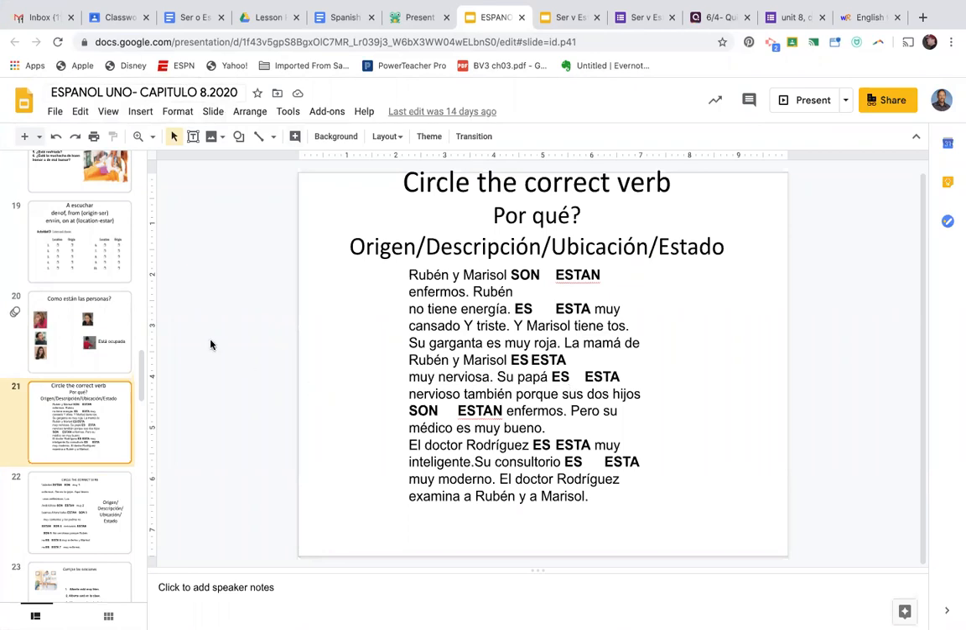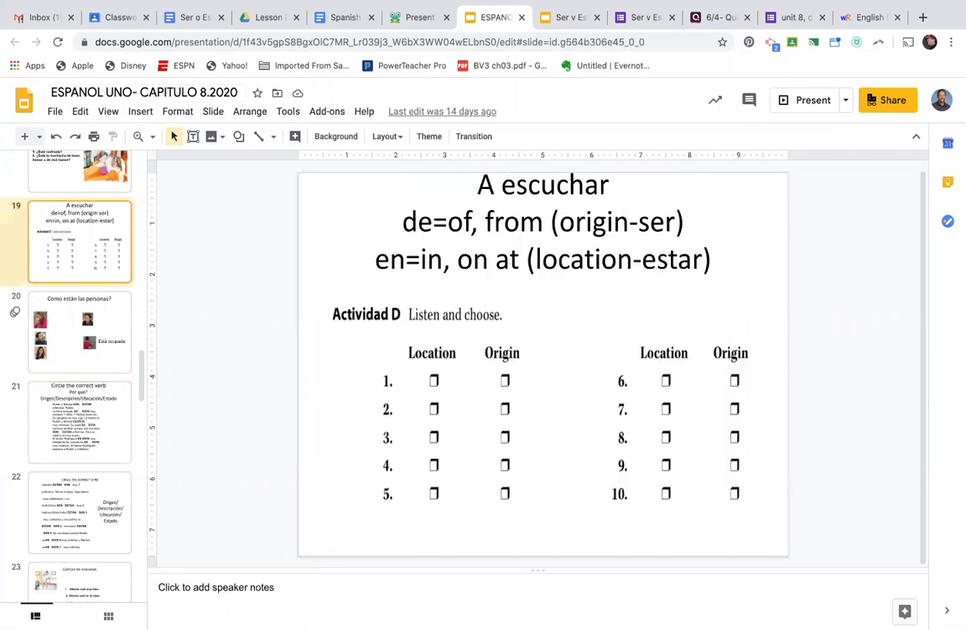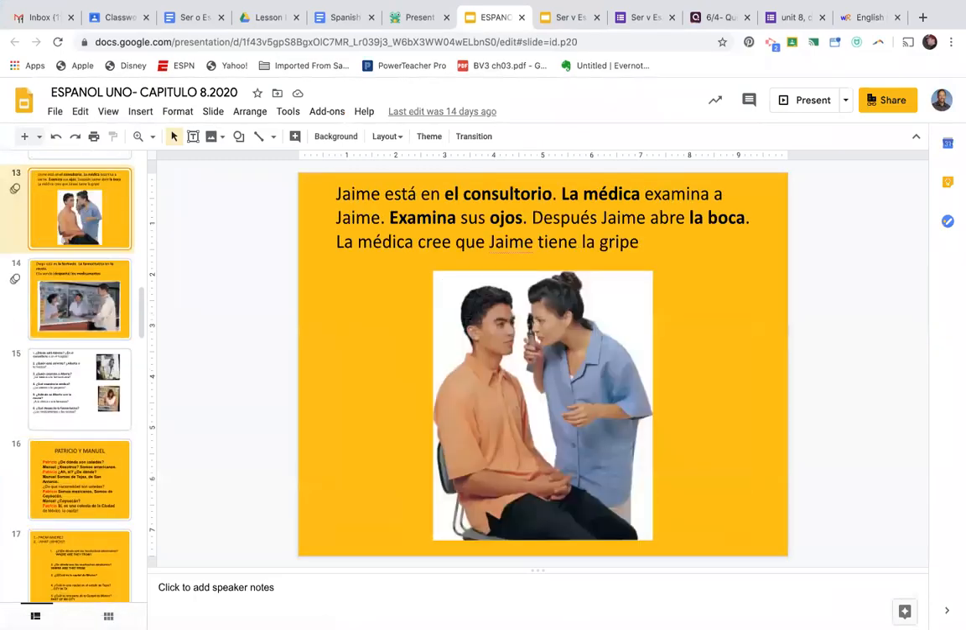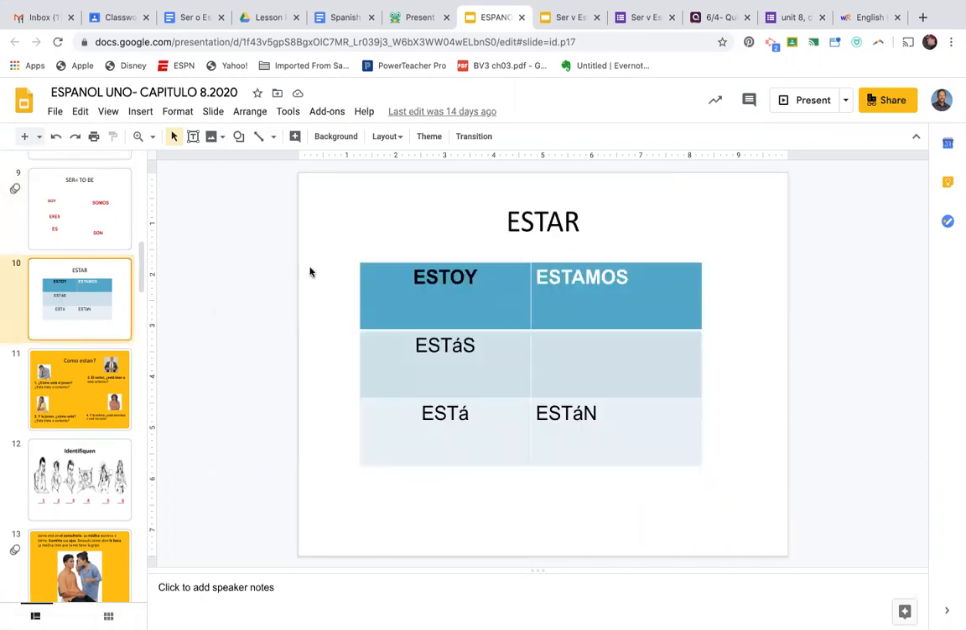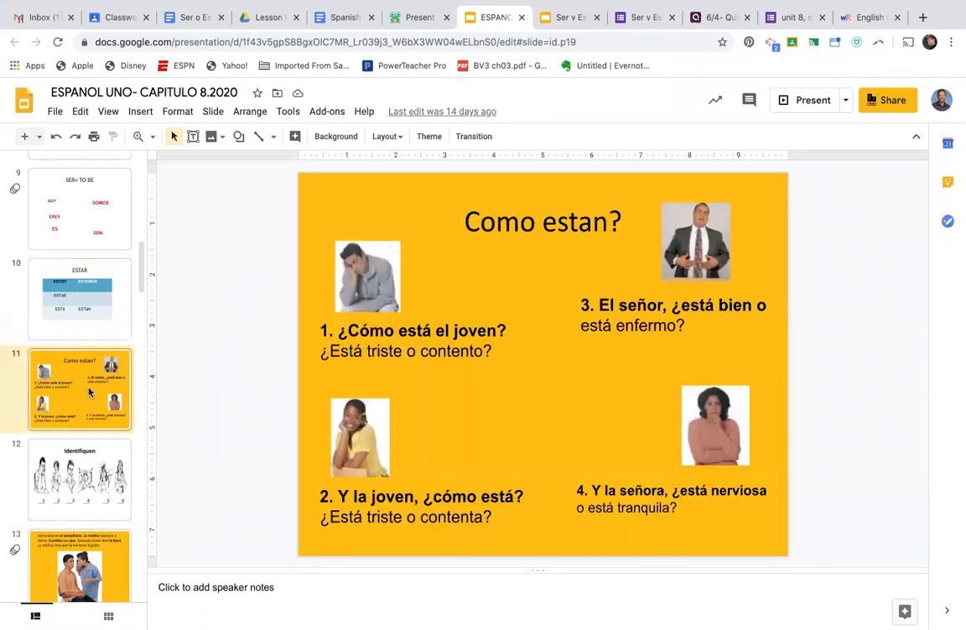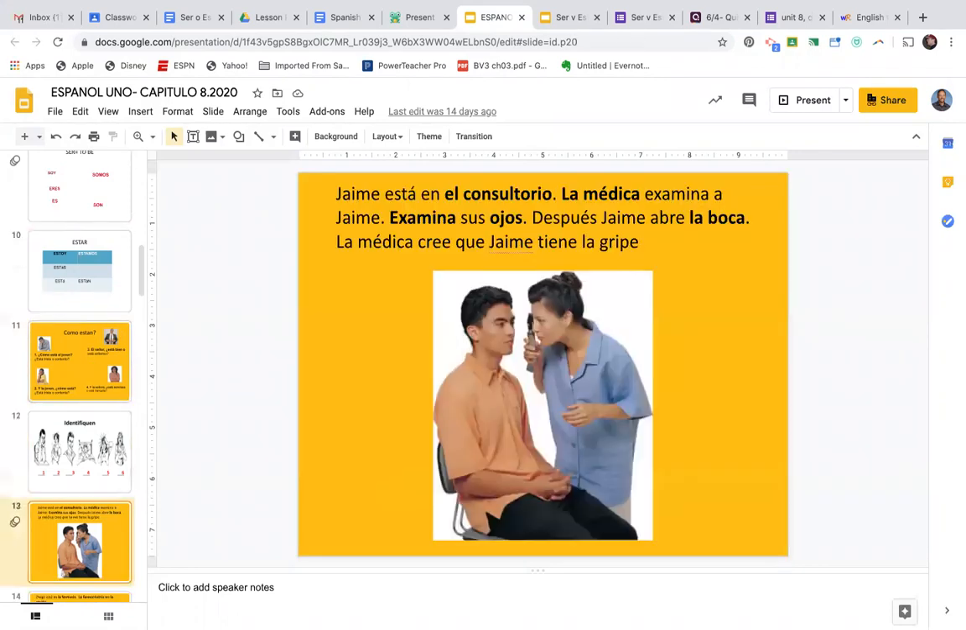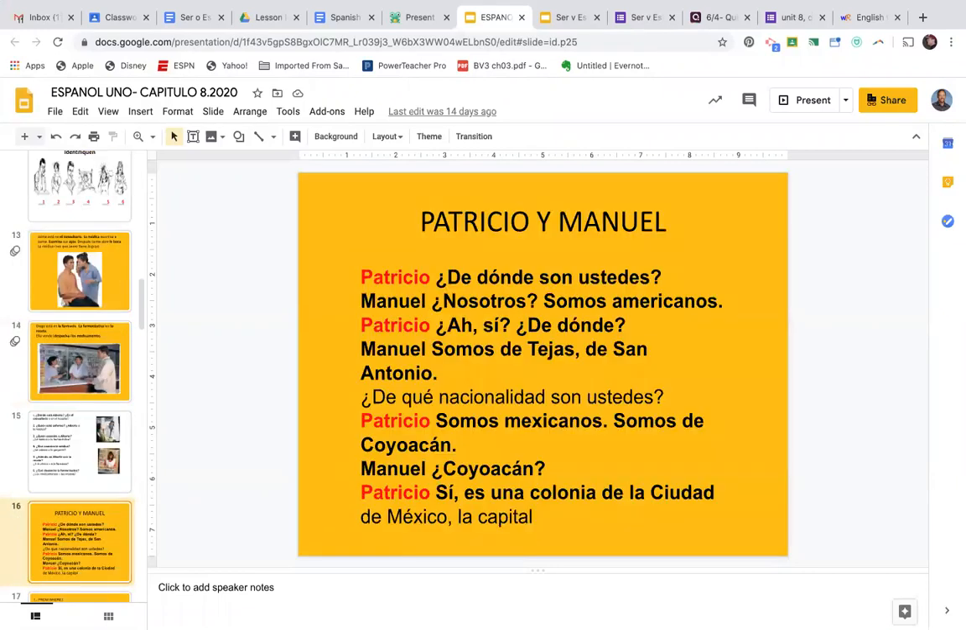We're working with the verbs ser and estar. Do you recall what they mean in previous studies? To be, right? The verb ser. Soy, eres, es, somos, son. I am, you are, he or she is, we are, they are. And estar, estoy, estás, está, estamos, están. That also means to be. I am, you are, he or she is, we are, and they are. But they are used in different contexts and in different situations.